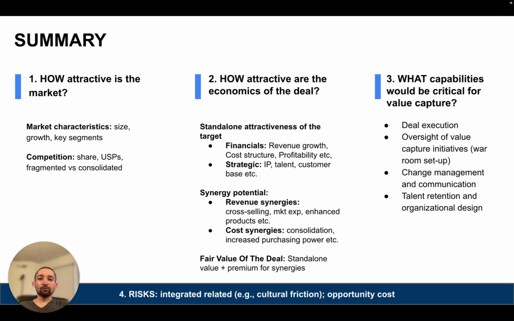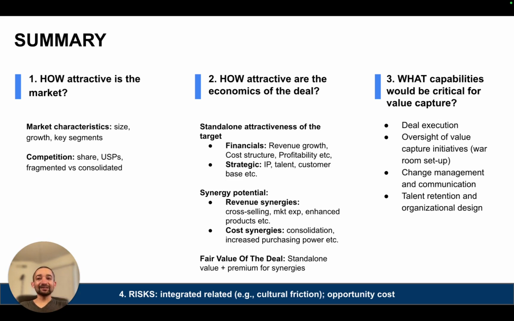Right? Once you have the answer to that question, you can move on to this framework, which has been broken down into 4 parts. Number 1, how attractive is the market in which the target operates. Number 2, the attractiveness of the economics of the deal. Number 3, the capabilities that would be critical for value capture. And number 4, any risks related to this deal. Okay. That brings us to the end of this particular approach.